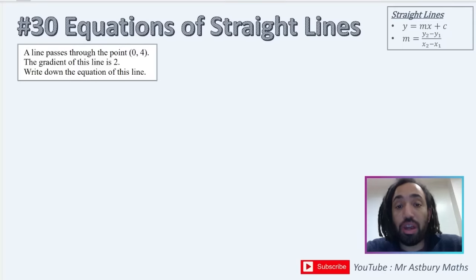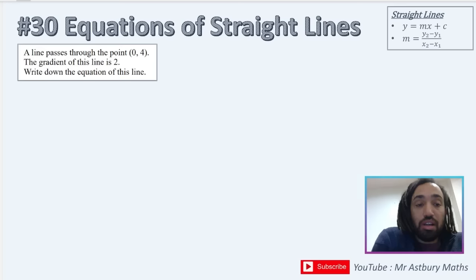Number 30, equation of a straight line. You need to know that y is equal to mx plus c, where m is the gradient and c is the intercept. And you also need to know how to work out a gradient, which is y2 minus y1 over x2 minus x1. Okay, we're given the gradient, and we're given that it passes through (0, 4), which is the y-intercept.